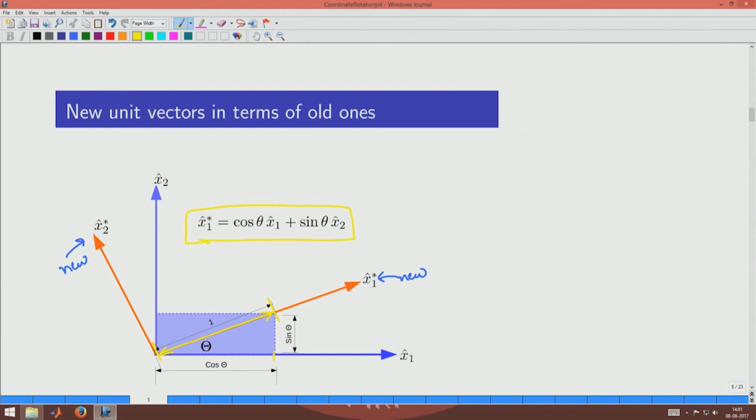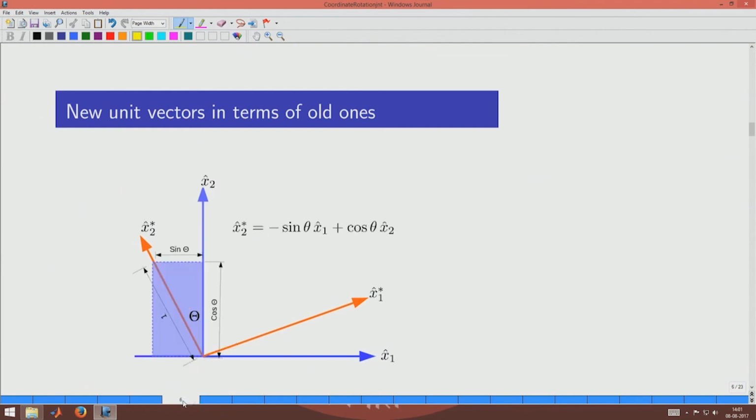Similarly, we can also express the x2 star. For that, we take a unit vector along the x2 star and then take its components along x1 and x2, the old coordinate system. When we express that in terms of the old coordinate system, we get this relationship: x2 star is equal to minus sin theta x1 plus cos theta x2. We can see that the sin theta and cos theta have changed their position, and then there is a minus sign coming, that is going to be of use later on to see what will happen to the transpose of certain matrices that we will be talking about.